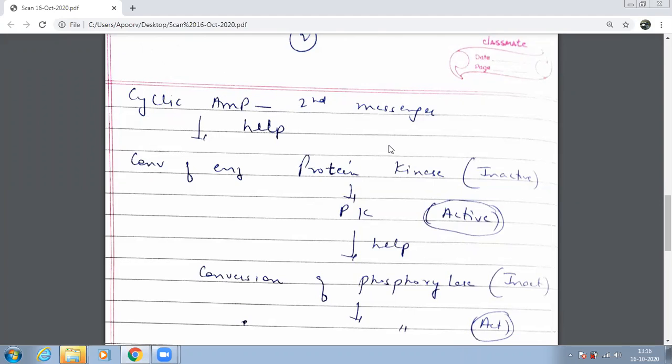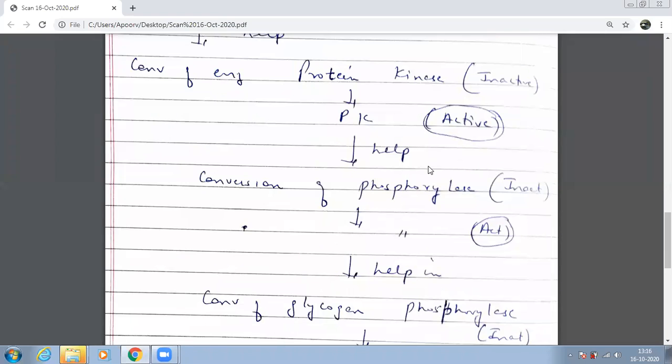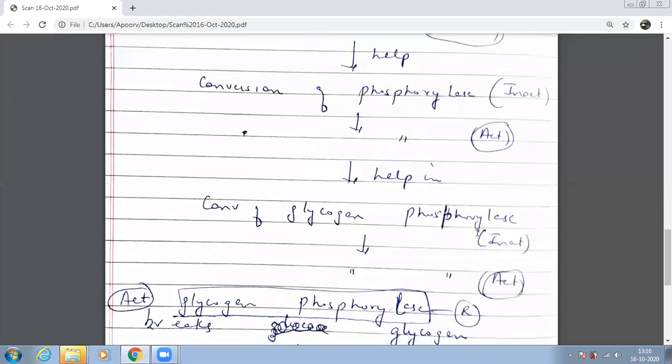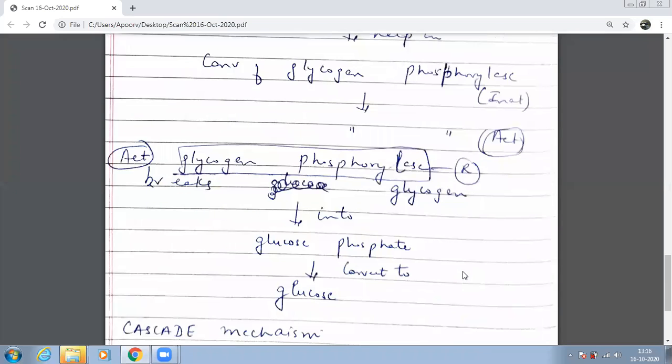Which is the first P? Protein kinase. Inactive protein kinase will convert into active protein kinase. Now what will active protein kinase do? Activate phosphorylase. The other P was your phosphorylase. So inactive phosphorylase into active phosphorylase. This will help in the conversion of which inactive enzyme to active now? Glycogen phosphorylase. Glycogen phosphorylase will convert into active glycogen phosphorylase.